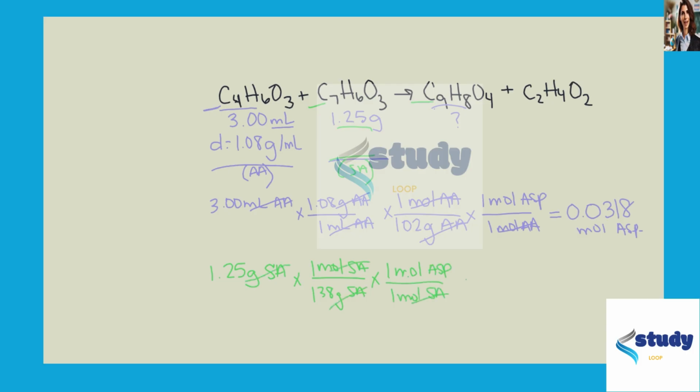Grams cancel with grams, moles cancel with moles. Take 1.25 divided by 138 times 1, and you should get 0.00906 moles of aspirin. So because the salicylic acid produced the smallest amount of aspirin, the salicylic acid is going to be our limiting reagent. So now that we know our limiting reagent, let's calculate our theoretical yield.